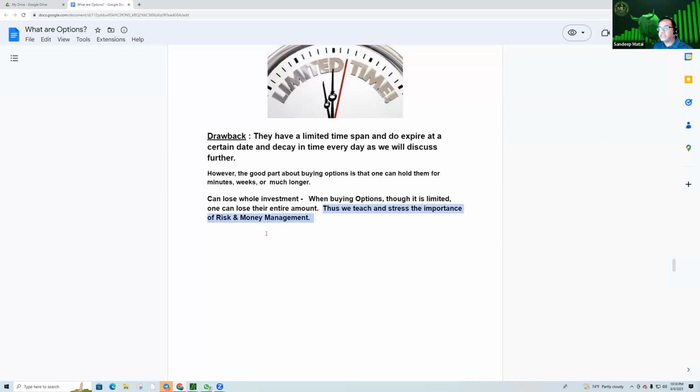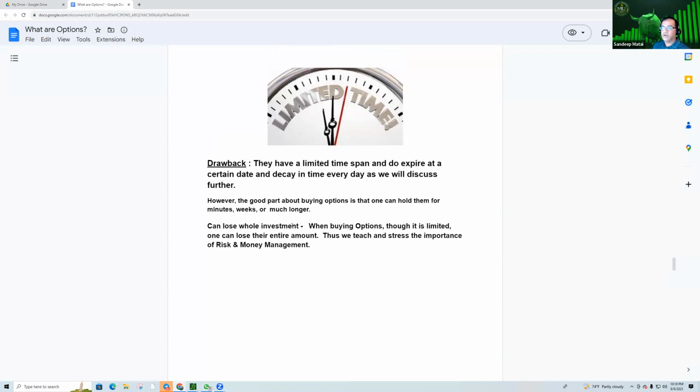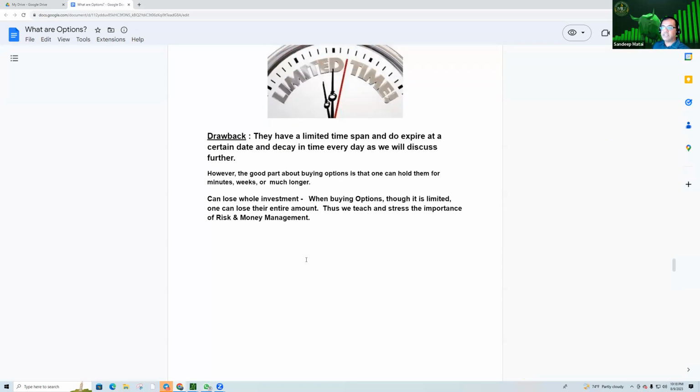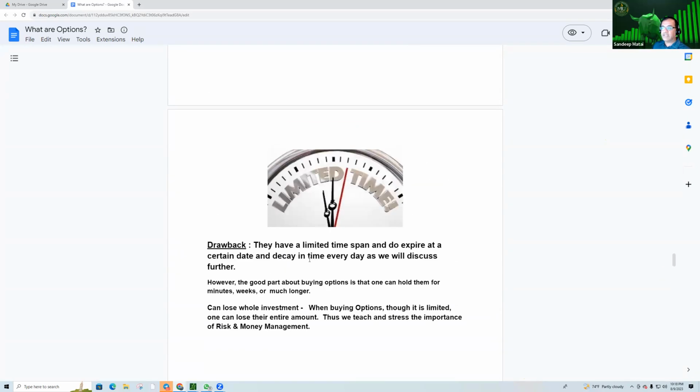But we teach the importance of risk and money management, which is very important. Don't risk more than 2 or 3% of your account on any trade. Don't put too many eggs in one basket. Don't put on too much risk, and so on. We teach all that and have done courses on that as well. So that's the drawbacks. They have limited time, and you can lose your investment.